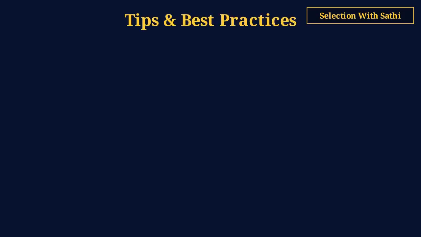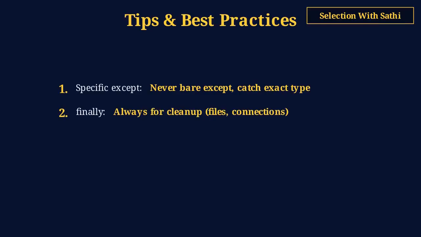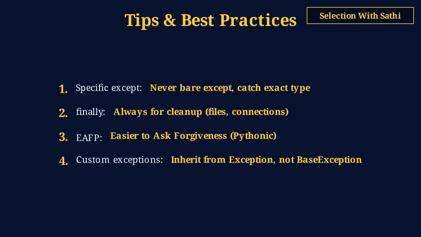Key tips for error handling. Never use bare except, always specify the exception type. More specific except blocks should come before general ones. Use the else block for success-only code. Finally is your guarantee for cleanup: files, connections, and locks.